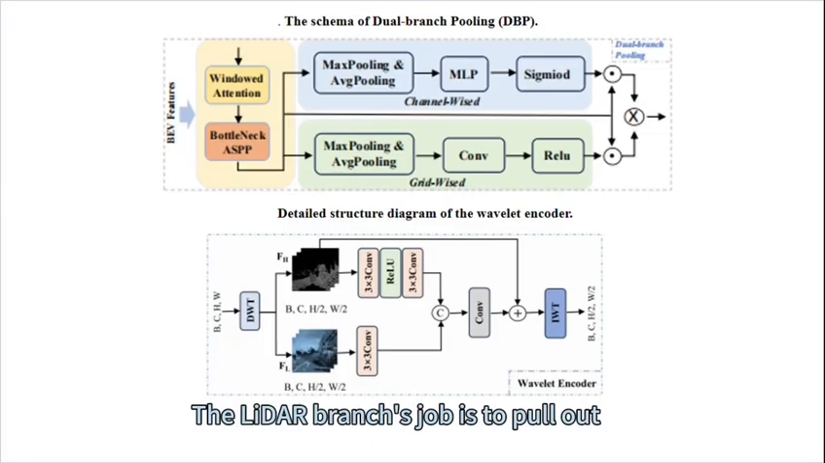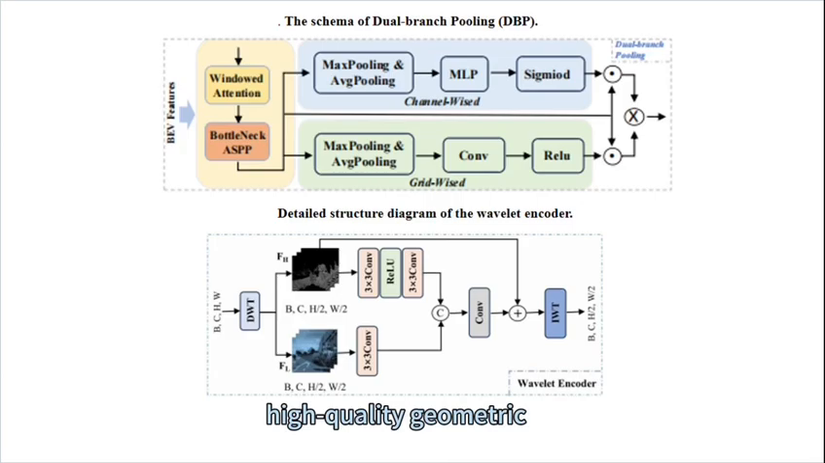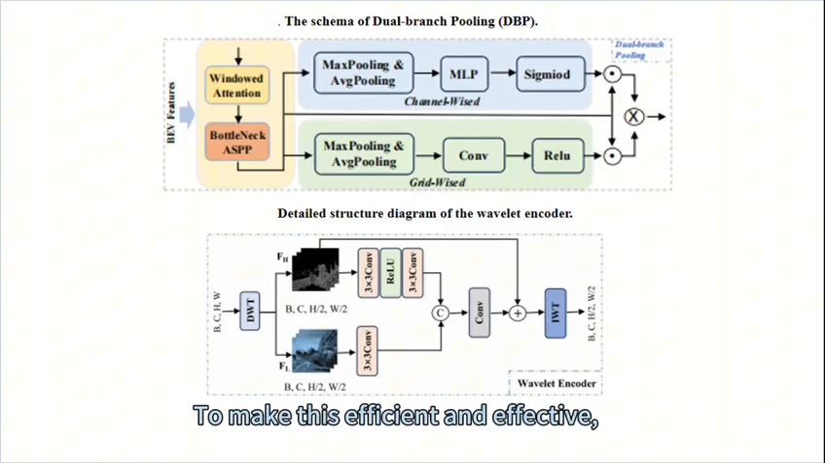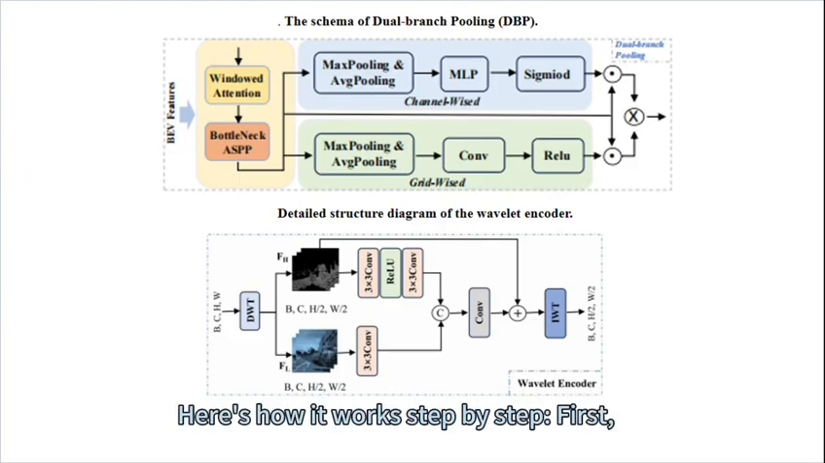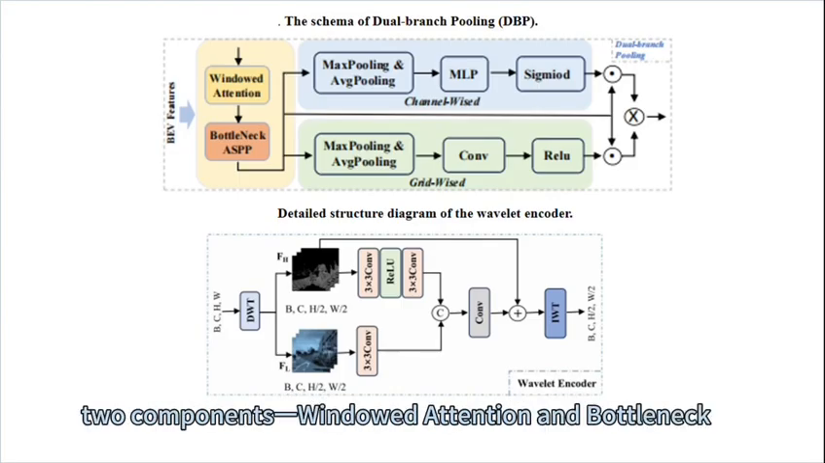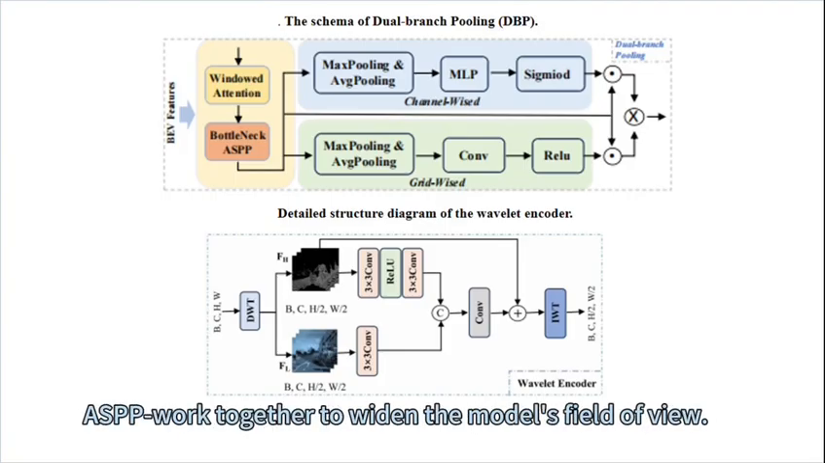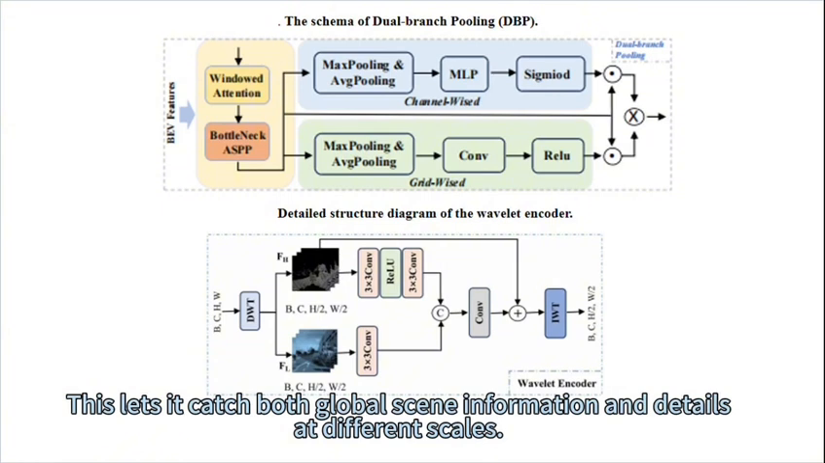The LiDAR branch's job is to pull out high-quality geometric shapes and depth information from LiDAR data. To make this efficient and effective, we created a module called Dual Branch Pooling, or DBP for short. Here's how it works step by step. First, two components, window detection and bottleneck ASP, work together to widen the model's field of view. This lets it catch both global scene information and details at different scales.